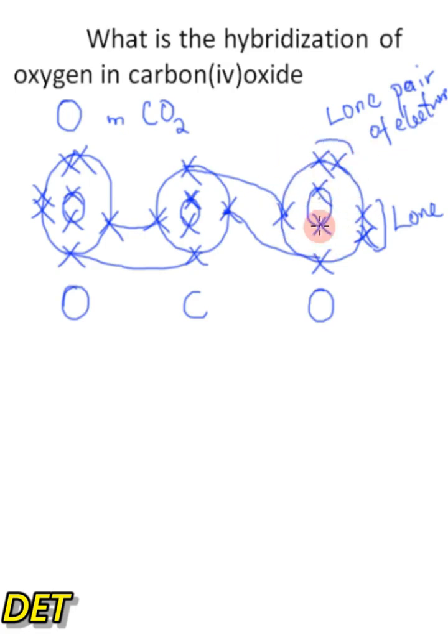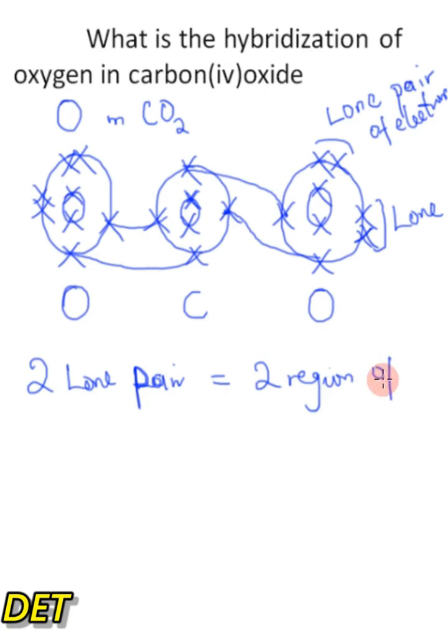We are looking at the regions of electron density around this oxygen atom. So we have two regions of what? Electron density. We have two lone pairs of electrons. So these two lone pairs of electrons are equal to what? Two regions of what? Of electron density, ED, right?